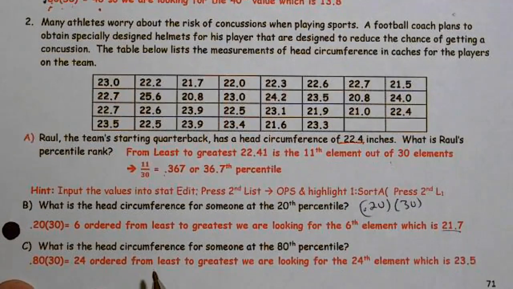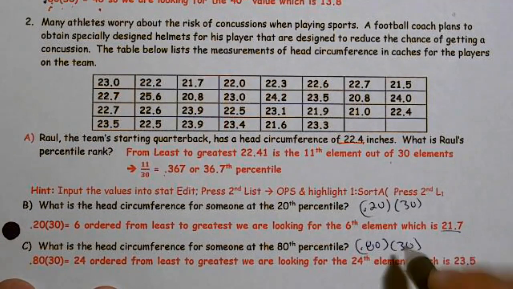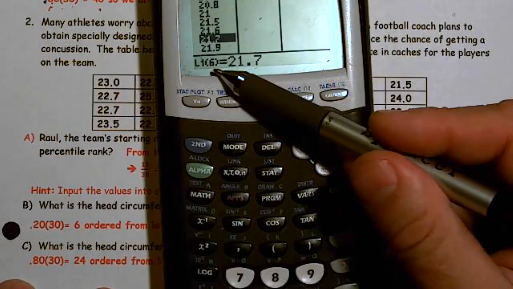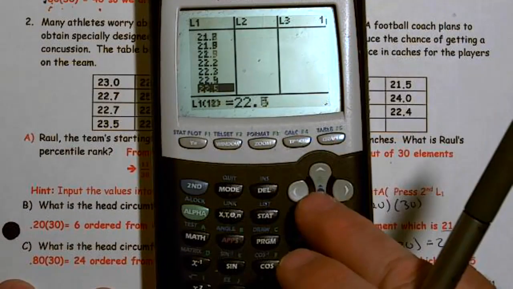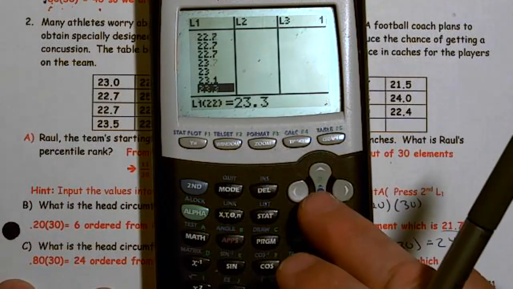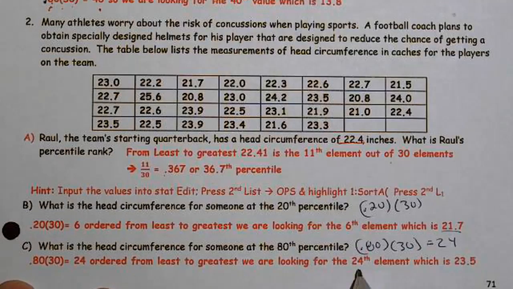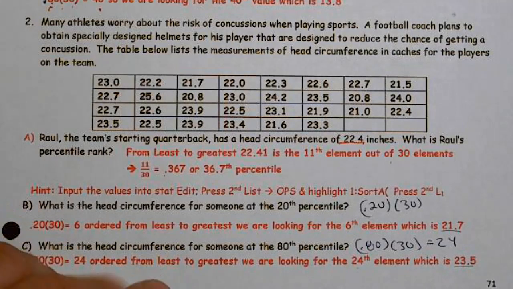So what is the head circumference for someone at the 80th percentile? Well, we have 0.80 times the number of players, which is 30, which takes us to 24. So once again, we're looking for 24. And I can just use a little counter right here and scroll down until the counter reads 24. So 23.5. All right, 24th element, which is 23.5. So that's the basis for percentile ranks. In the next video, we'll look at some graphs with it.